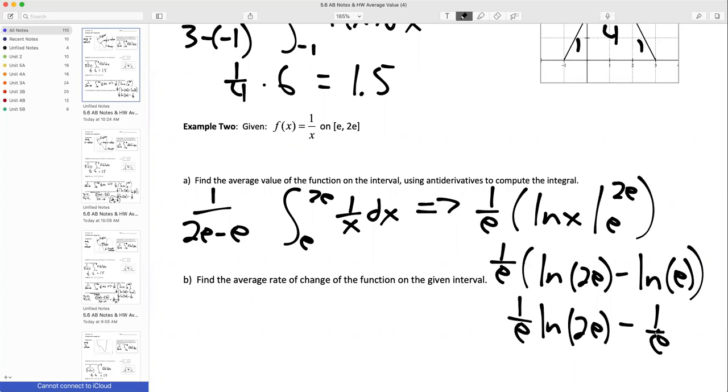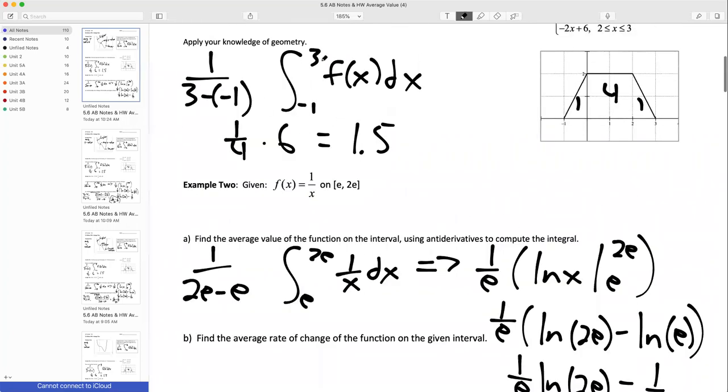Why did you put bounds on that one, but not the other one? Like you put from 2e to e on the straight line one. I did put that right here.